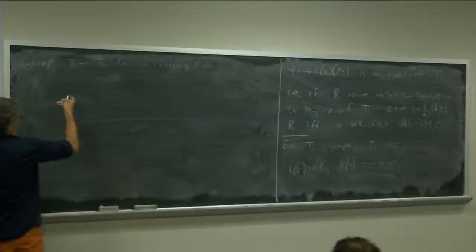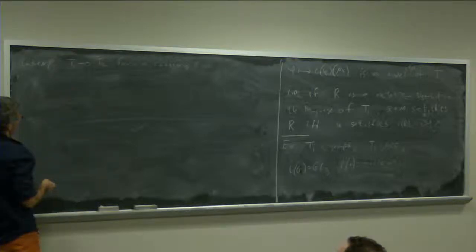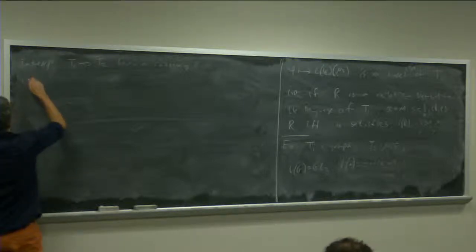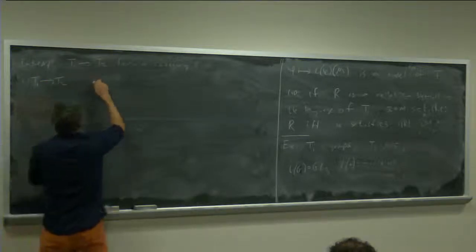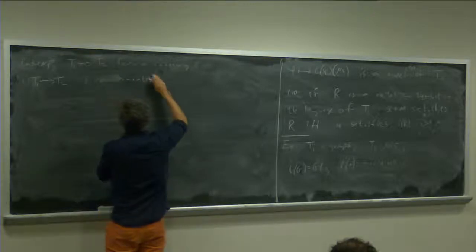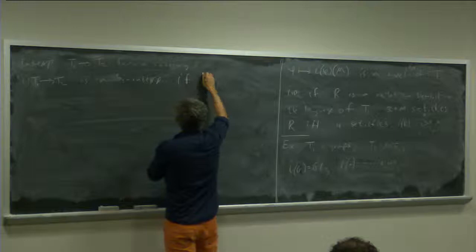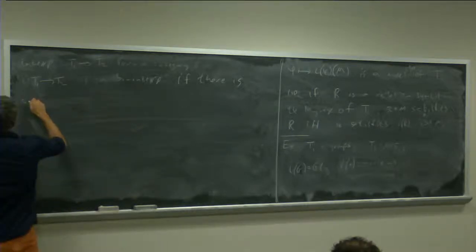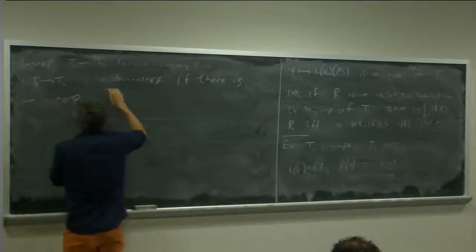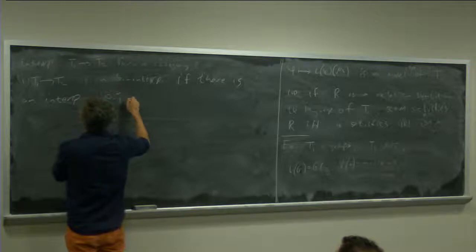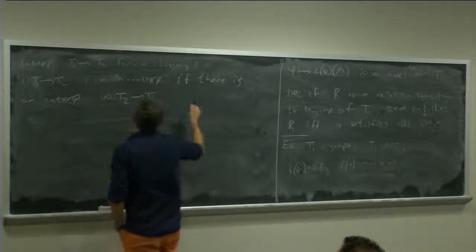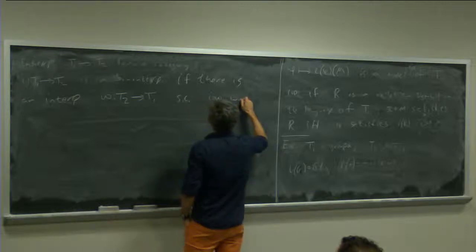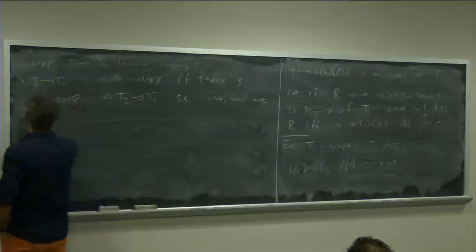And so in particular, you have the notion of a bi-interpretation, which, if you think about it as a functor, just means that it's an equivalence of categories. So I from T1 to T2 is a bi-interpretation if there is an interpretation in the other direction, W from T2 to T1, such that I composed with W and W composed with I are isomorphic to the identity.